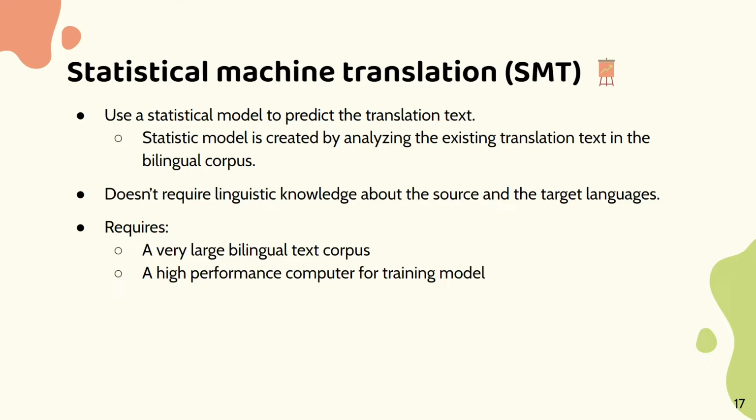This approach doesn't require linguistic knowledge because we let the model learn and figure everything out from the data. And since a statistical model only learns from the data, we really need a large amount of data to make sure that the model knows all possible translations as much as possible. So what this approach requires are, first, a very large bilingual text corpus, and second, a computer with a high performance to train a statistical model.